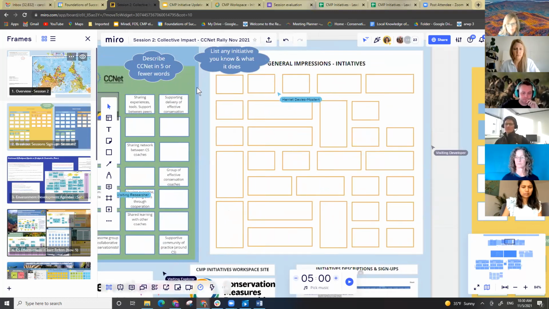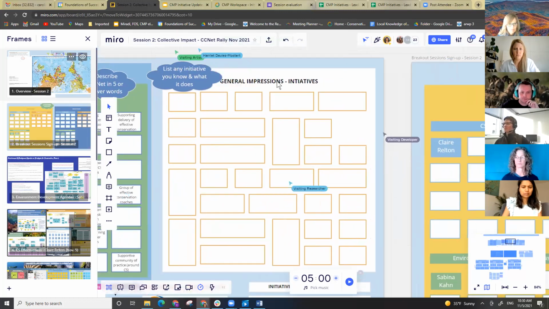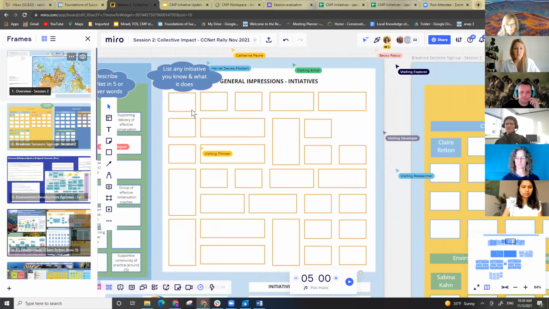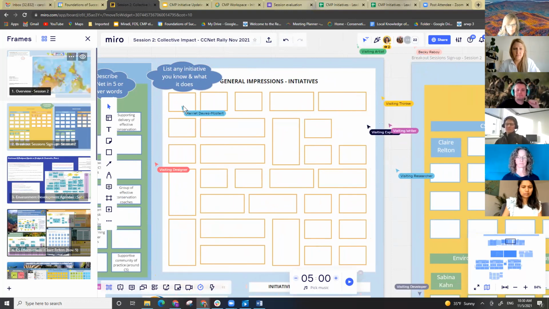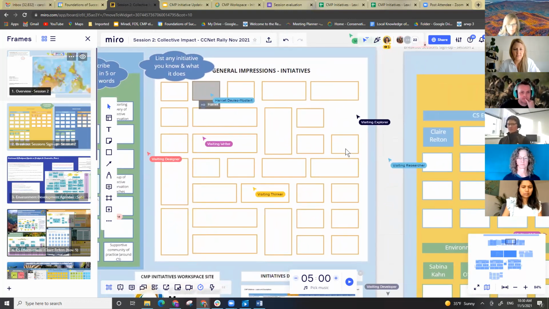If I could ask you to scroll a little bit to the right, and think of this as a baseline. It's okay to say you have no idea what the initiatives are out there, but we want to get a sense from the community if you know of any initiatives and what they do. So if you can just take a minute or two to fill out this space.